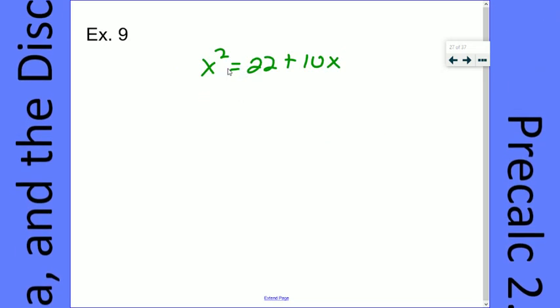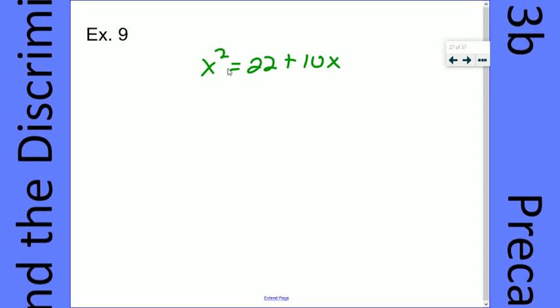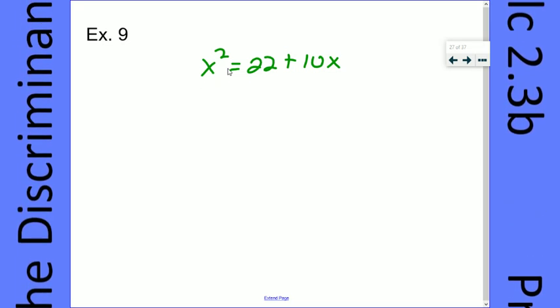Let's take a look at this. Factoring, completing the square, what are we going to use? Pick a strategy, try solving it, and I'll be back.